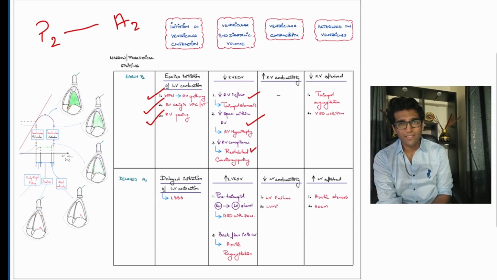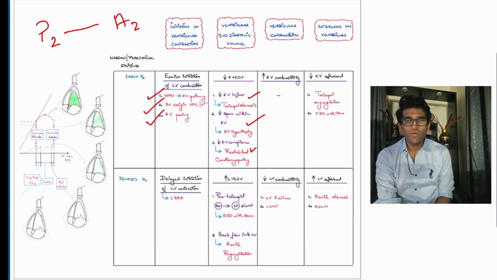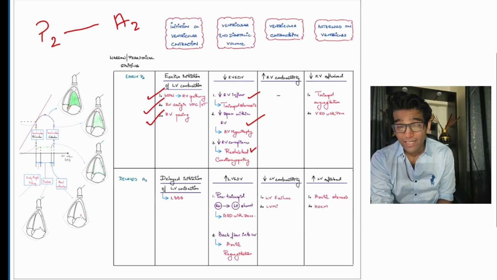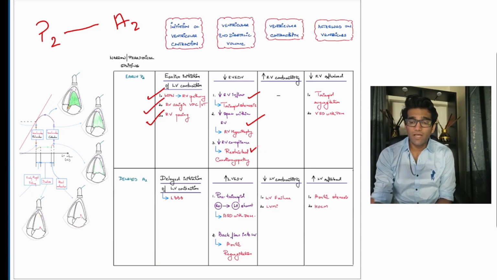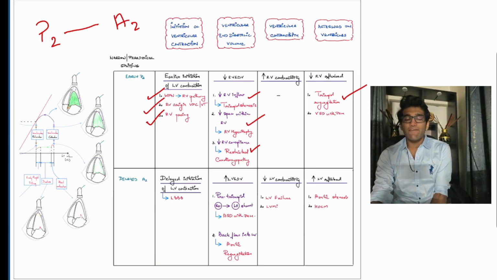Again, just like we discussed for the LV, the RV can decompress into a low pressure chamber. So that would, in case of the RV, be the right atrium. Okay, so that would be a tricuspid regurgitation.